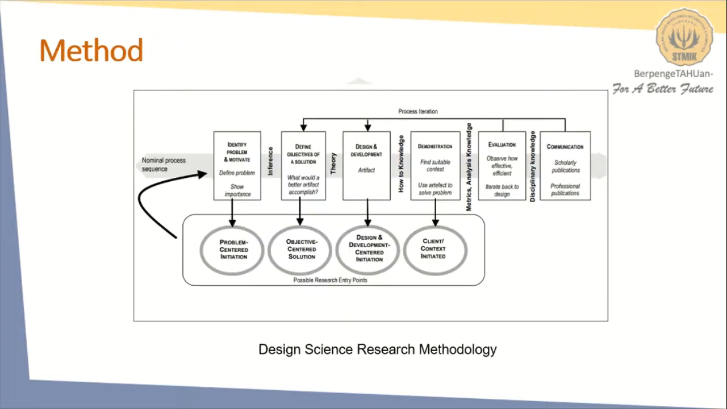We use design science research methodology as a method. It consists of 6 steps. The first, identify the problem and motivate. Second, define objectives of a solution, design and development, and then demonstration, evaluation, and the last is communication.